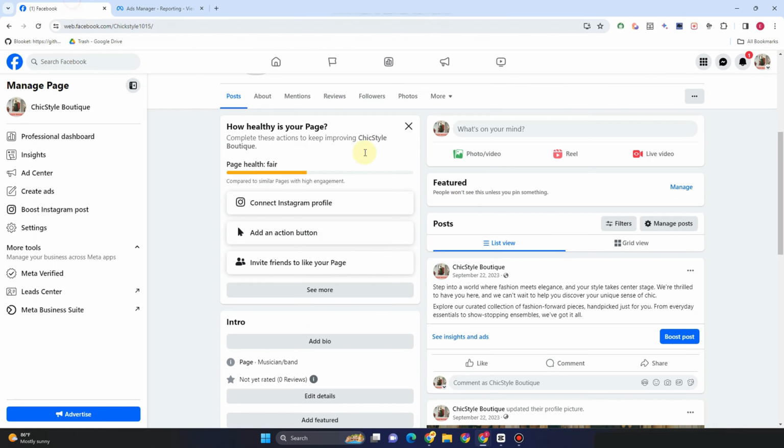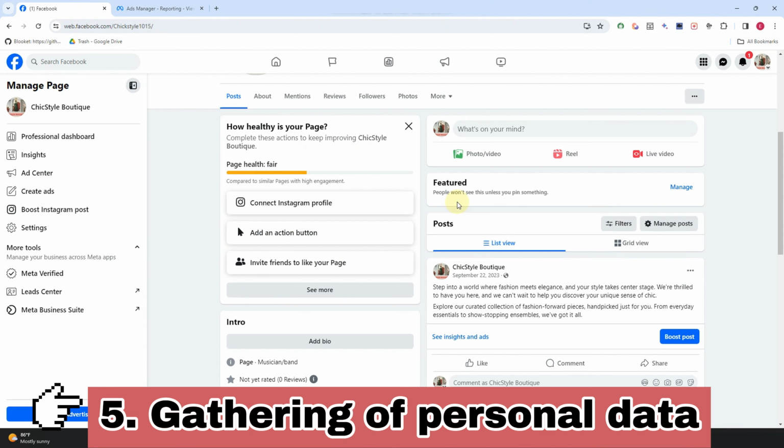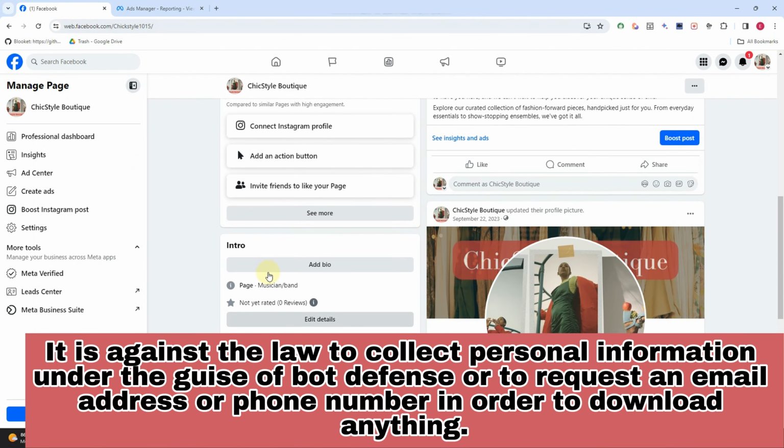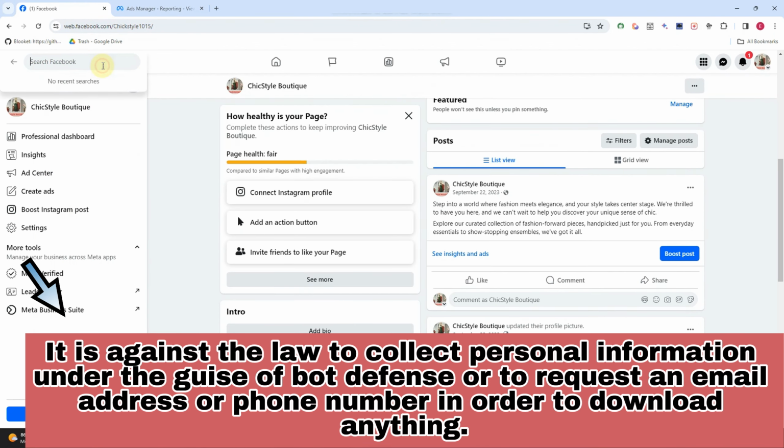Number five, gathering of personal data. It is against the rules to collect personal information under false pretenses, or to request an email address or phone number in order to download anything.